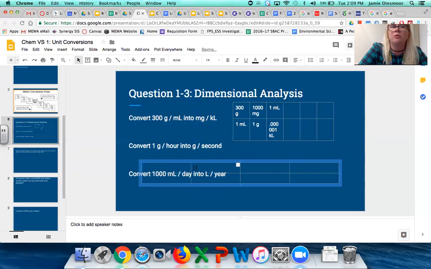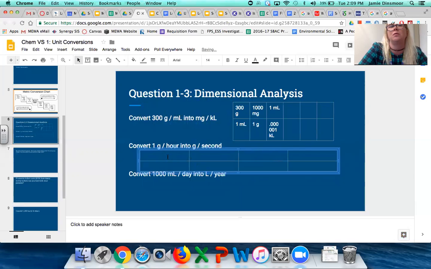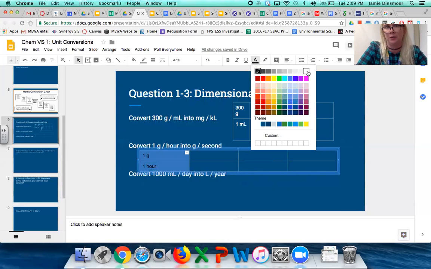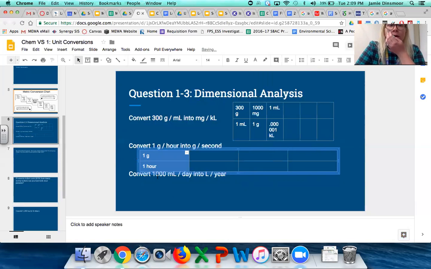Okay, so we're gonna be converting grams per hour into grams per second. So this one's actually pretty simple. We're gonna start again with what we know. We know we have 1 gram per 1 hour. Now, you don't have to put this 1 in front of the hour, it's implied, right? But I like to put it because it helps me keep track of what I'm doing here. I like to have a number in every box, if possible. So I have 1 gram per hour, I need to get into grams per seconds.